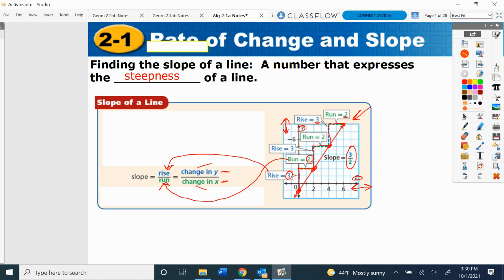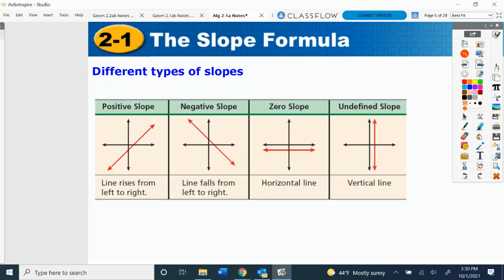Let's take a look at the different kinds of slopes we could have. There are 4 different types of slopes out there, meaning there's 4 different ways that a line on a graph could look. Okay, the first way, it could have a positive slope, meaning that our line, as it goes up, it is pointing to the right. Okay, so the line rises from the left to the right. So going this way, it is going up. It is increasing.